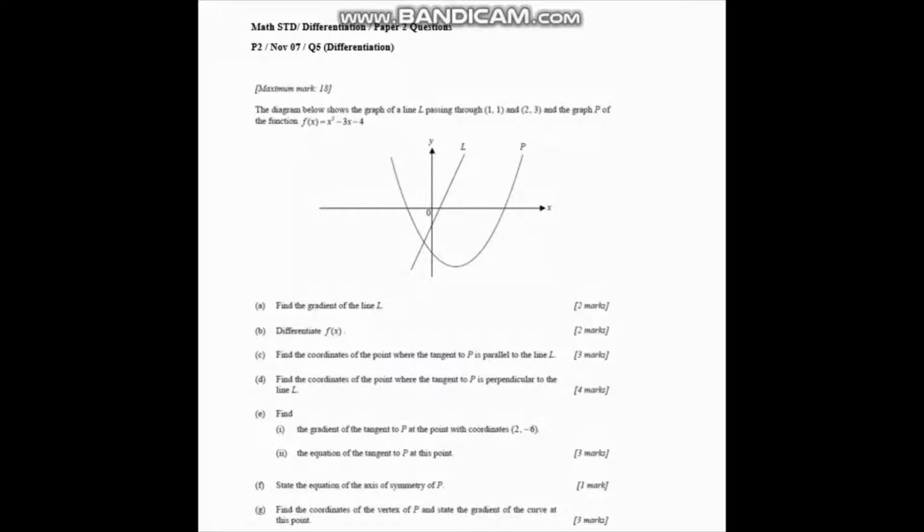In question C, you are required to find the coordinates of the point where the tangent to P is parallel to the line L. So the key word here is parallel. If two lines are parallel, then they have the same slope. And since we already know that the slope of line L is 2, it is as if this question is asking us to find the coordinates of the point where the tangent has a slope of 2.